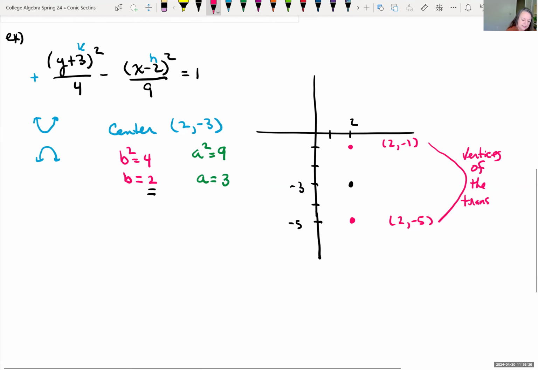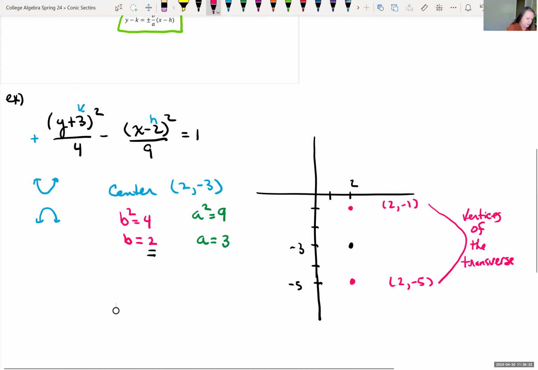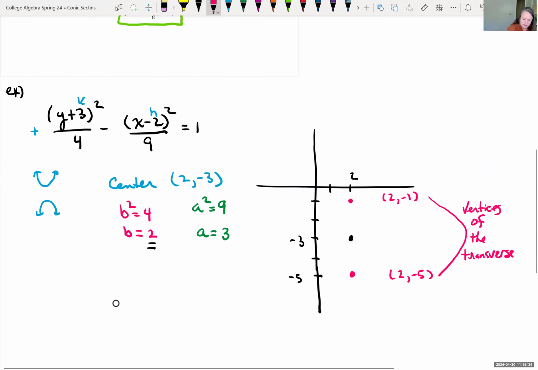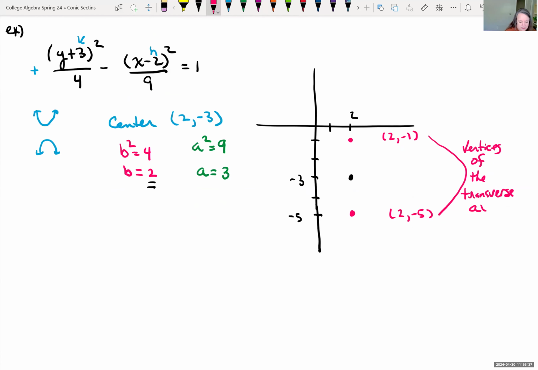The other one is the vertices of the conjugate axis. That's what it's called, right? So I'm going to go to the left and right 3 units. So if I go to the left 3 units from 2, I'm at the point -1, -3. And if I go to the right 3 units, I'm at 5, -3.